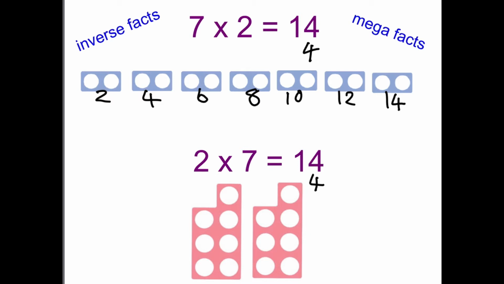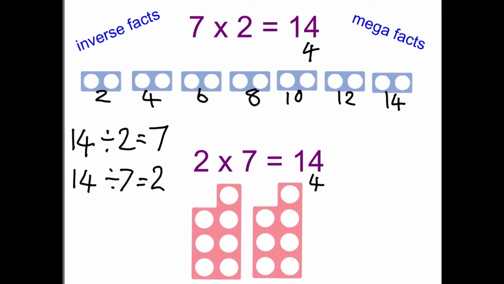If we want to turn that into a division, we put the big number first, the 14. And then if we divide it into 2s, just like the picture shows, you'll have 7 2s. And if we have the 14 and divide it into 7s, it will give us 2 7s. Hopefully you're getting really good now at making the mega facts.